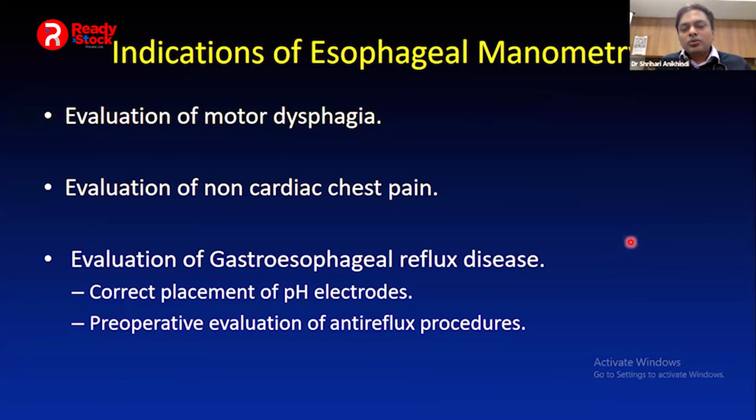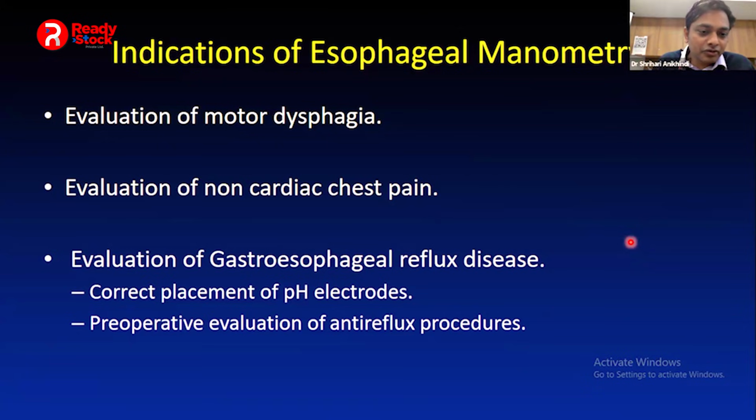Okay, so where do you use esophageal manometry? We use esophageal manometry for evaluation of motor dysphagia. One of the very important indications again is for evaluation of non-cardiac chest pain. We have so many patients who keep coming back again and again for recurrent chest pain, and you have done an extensive cardiac evaluation. It all turns out to be normal. There is a very strong likelihood that these patients are suffering from esophageal motility disorders. And one of the very important indications also is for evaluation of gastroesophageal reflux disease. This is one of the areas where manometry is underutilized.